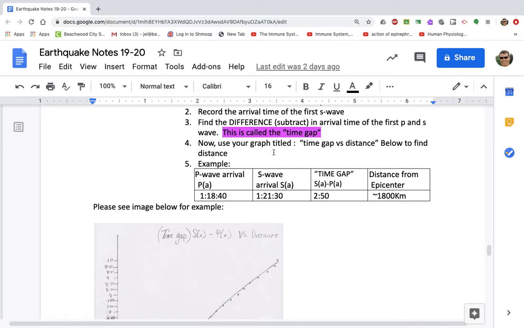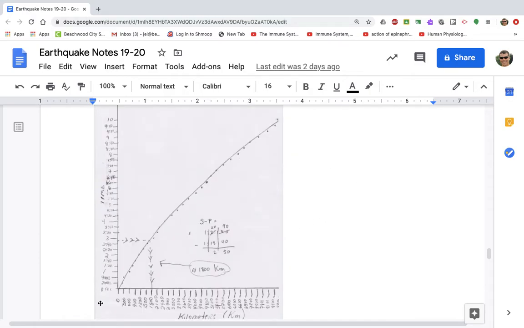And then you're going to look at your graph and you're going to find the distance, which is this. So right here, I found 2 minutes and 50 seconds. So I'm going to go out, just like the arrows are showing you, until I hit my time gap line, and drop it down. And right there is my distance of 1800.